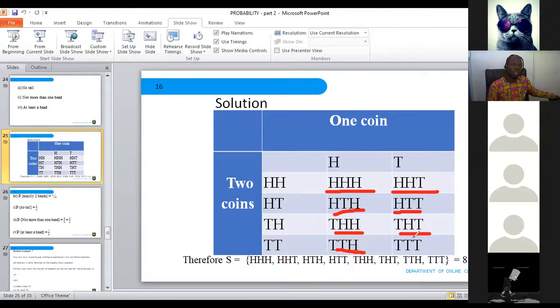And I'm saying that at least one head is the same as 1 minus the probability that no head. And the probability that there wouldn't be any head is going to give us 1/8. That is tail, tail, tail. So we have 1/8. So 1 minus 1/8 will also give us 7/8.